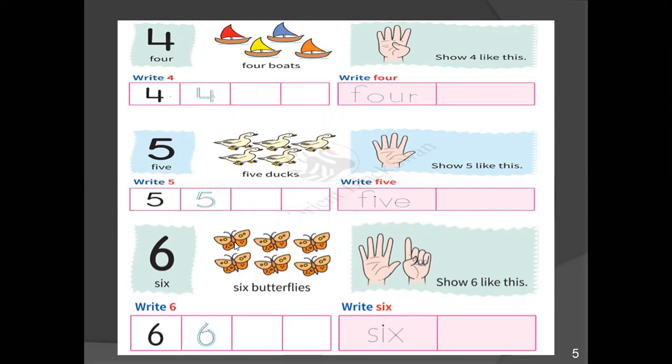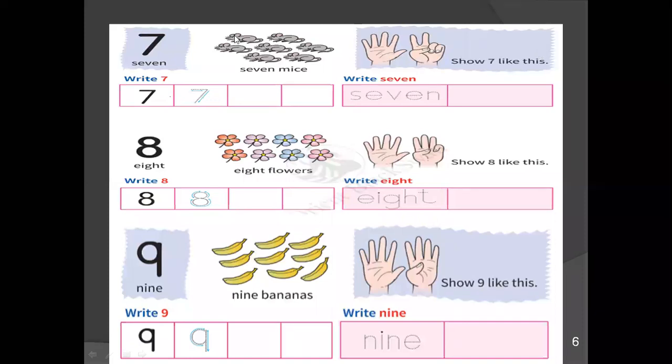6, S-I-X, 6. 1, 2, 3, 4, 5, 6. 6 butterflies are there. You have to write 6 in numbers and here see fingers 1, 2, 3, 4, 5, 6. 6 fingers. So you have to write the number name. Okay, children. Next, 7. 1, 2, 3, 4, 5, 6, 7 rats are there. 7 mice are there. S-E-V-E-N, 7. Here how many fingers? 1, 2, 3, 4, 5, 6, 7 fingers. Same way you can also put your fingers and see. 7. You have to write numbers here. 7. Here the number name.